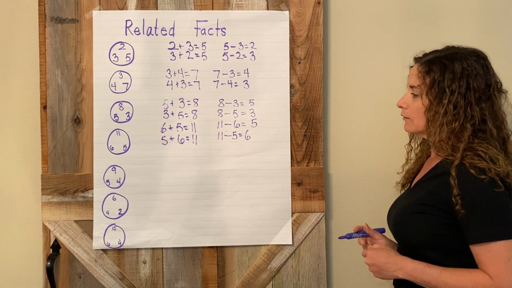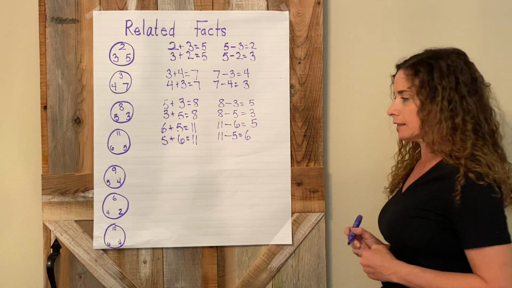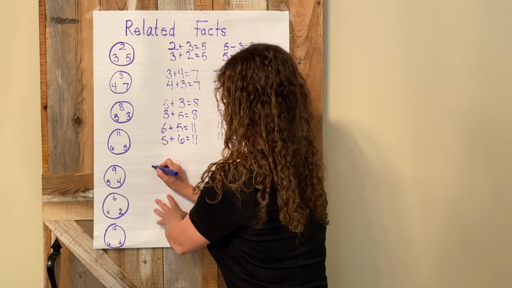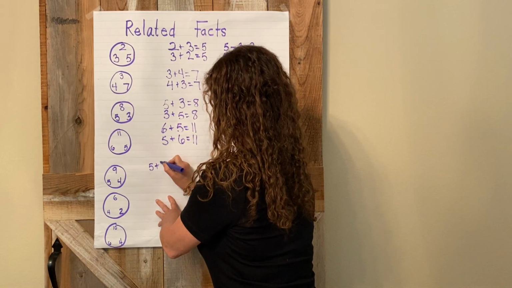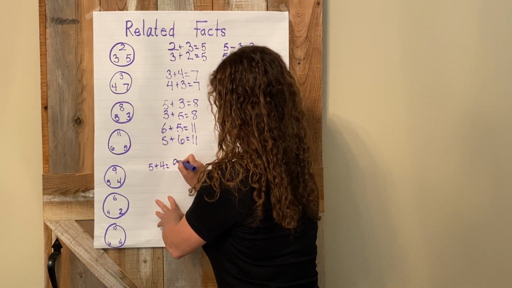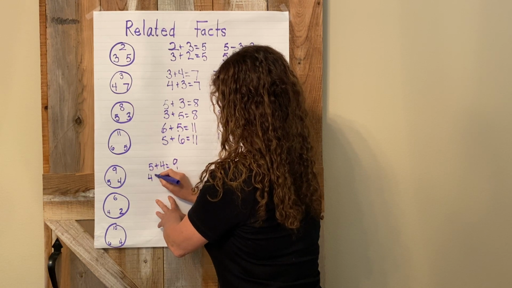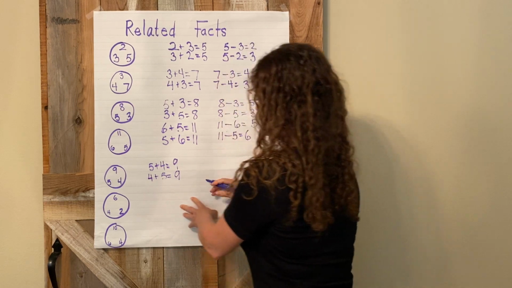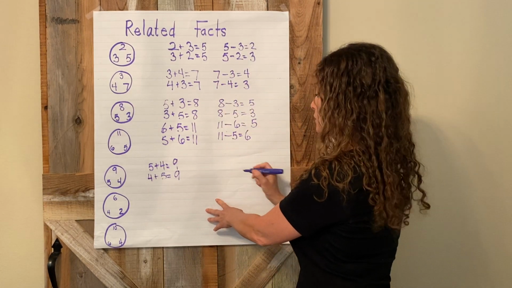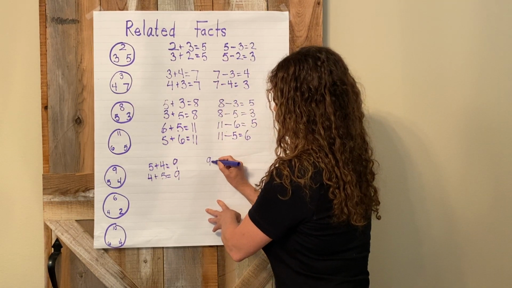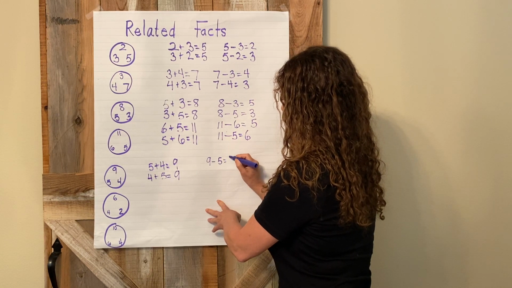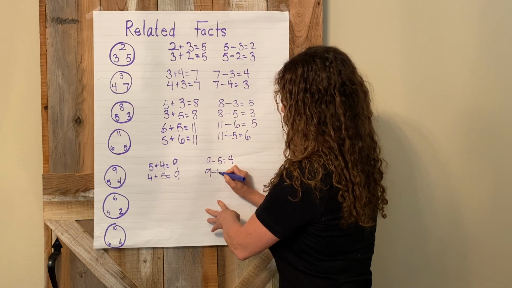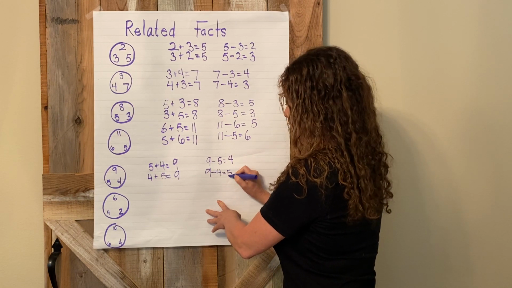Okay, the next one. 5, 4, and 9. We are going to take the two smallest numbers, which are 5 and 4. 5 plus 4 equals 9. 4 plus 5 also equals 9. Largest number first on subtraction. 9 take away 5 equals 4. And 9 take away 4 equals 5.